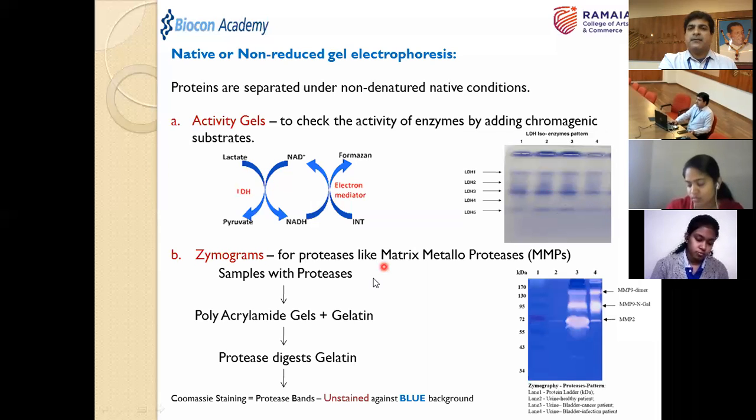Then another technique which is used for native proteins is called zymogram. This is particularly for a group of proteins in cancer biology. There are some proteins known as proteases. Protease means an enzyme which acts on proteins. It digests proteins. These are one group of proteins.